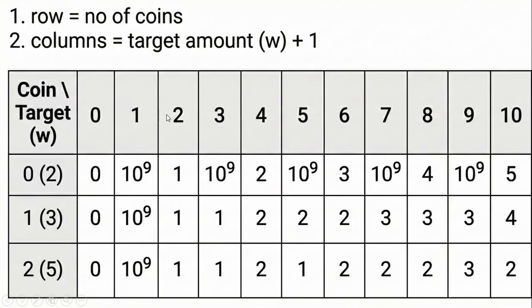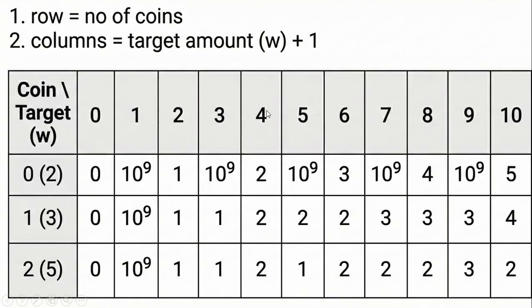Now if we move to the next point, if we have to give 2 rupees to a shopkeeper, can we give? Yes, we can give 2 rupees to a shopkeeper. And how many coins do we use? 1. I have 2 rupees and I want to give 2 rupees to a shopkeeper, so I only have to give him 1 coin of 2 rupees. Now can I give him 3 rupees using an infinite number of 2 rupee coins? No, I cannot give him 3 rupees. So I again write a value which will never come into my result, which is 10 power 9.